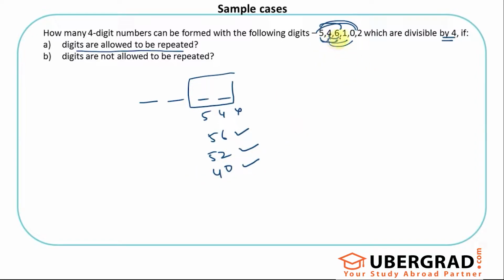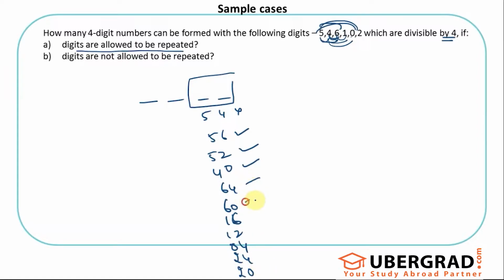42, no. 64, yes. 65, no. 61, no. 60, yes. 62, no. 16, yes. 14, no. 15, no. 10, no. 12 is accepted. 05, no. 04 is yes. 06, no. 01, no. 02, no. 25, no. 24, yes. 26, no. 21, no. 20 is yes.